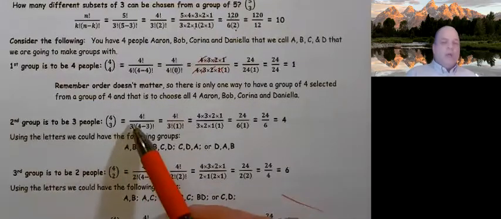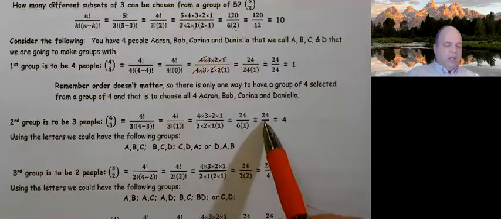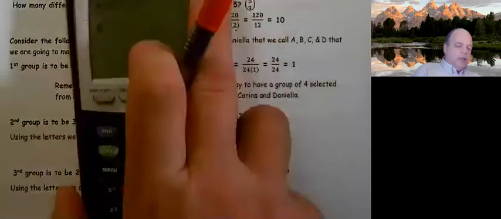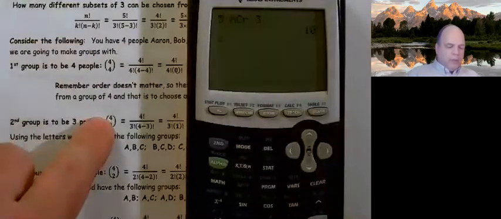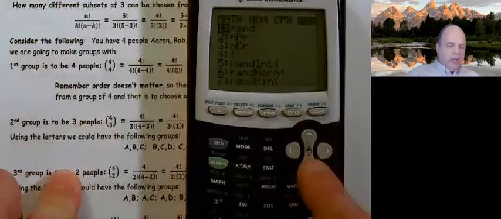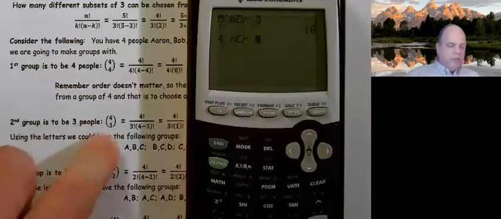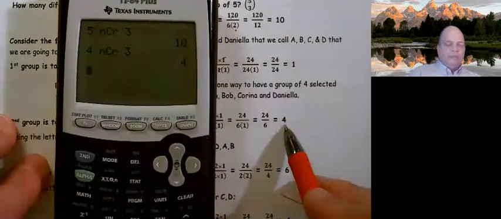So 4 choose 3. Okay, now I just want 3 of them. Well, in that case, it's 4 factorial over 3 factorial times 4 minus 3 factorial, and 4 minus 3 is 1. After I do all the math, 24 divided by 6 is 4. On the calculator, let's go back to it. I'm going to push the number 4, because that's my first number, math, probability, nCr, and then I press the number 3 for the bottom number. And there are 4 different ways.